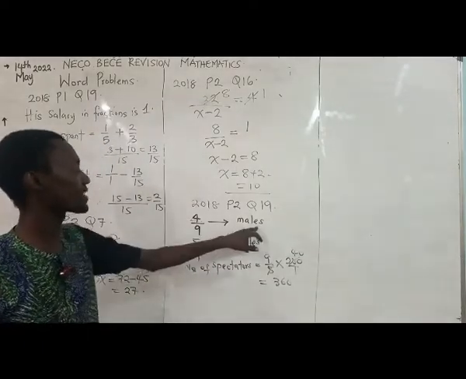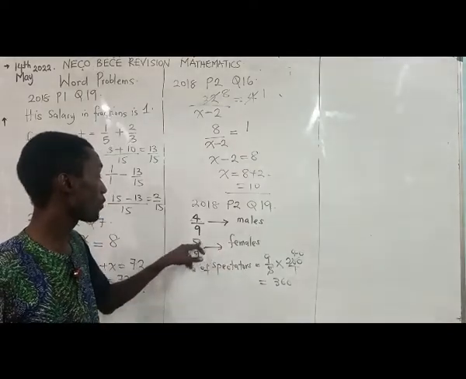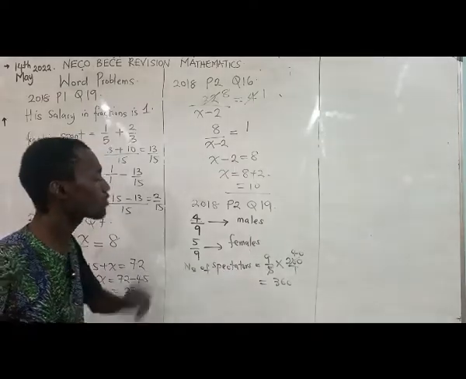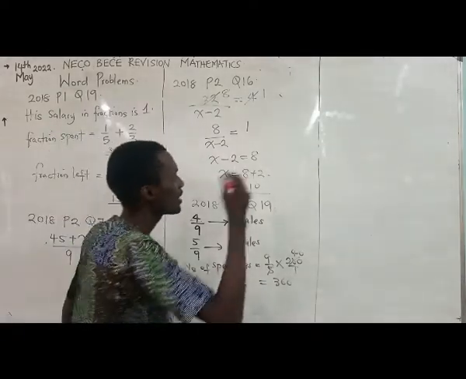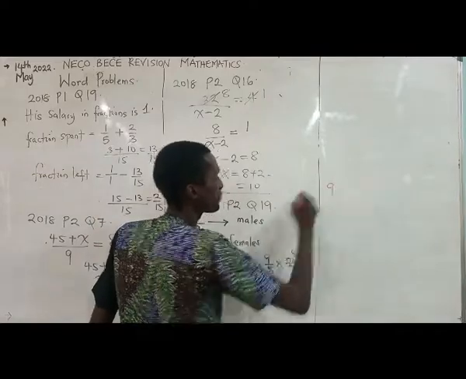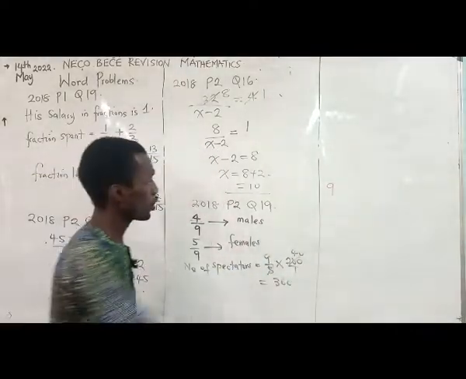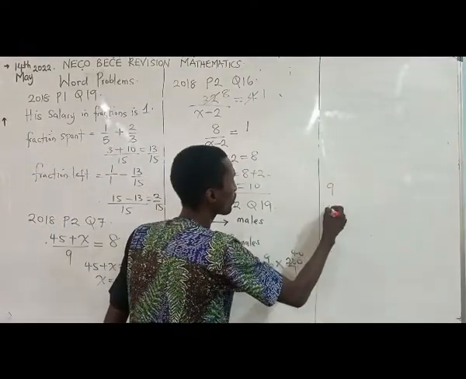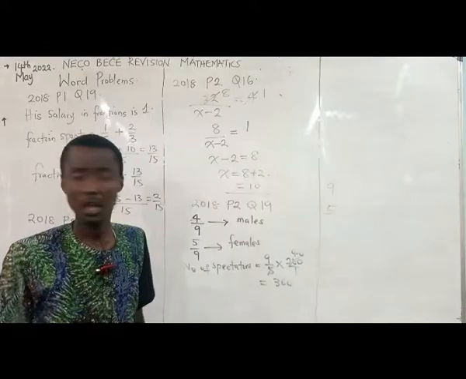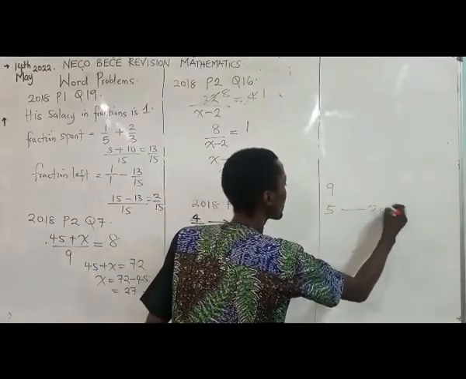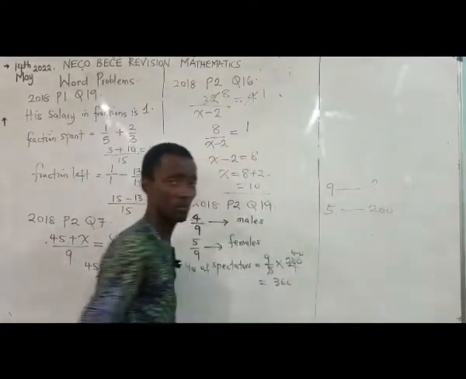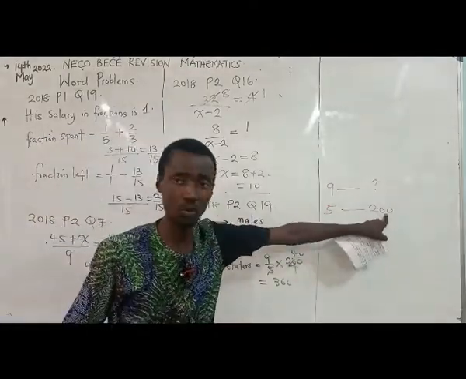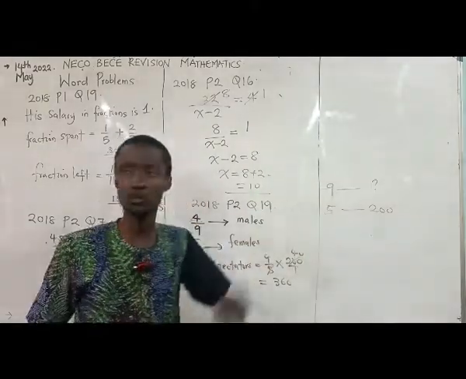Now somebody is asking, how are we getting that kind of figure? If you have 4 over 9 as males, it means 5 over 9 will be that of females. I hope nobody has an issue with that. Beautiful. Now, number of spectators is very simple. If I have the total portion to be 9, and I'm told that out of that 9, 5 of them accounts for what? 200. How many will 9 account for? Direct proportion.